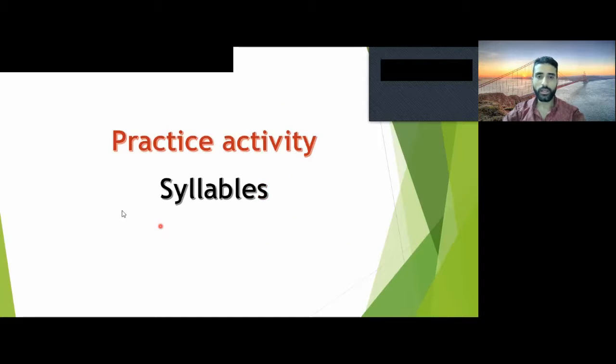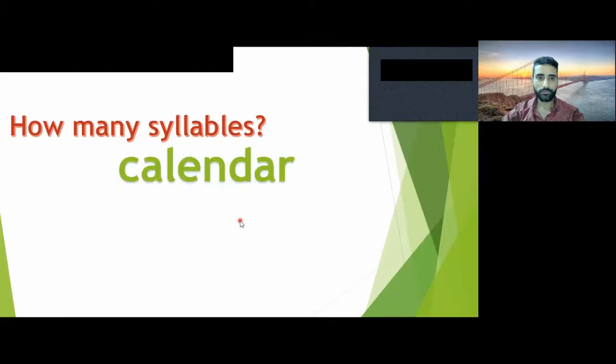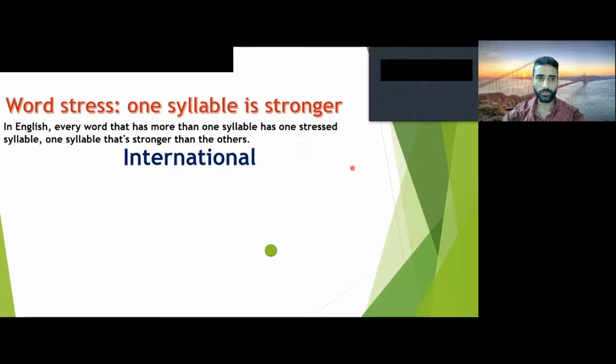Okay. Now we have a practice activity about syllables. How many syllables are there in calendar? Very good. Three syllables. And how many syllables in winter? Two syllables. Good. Okay.